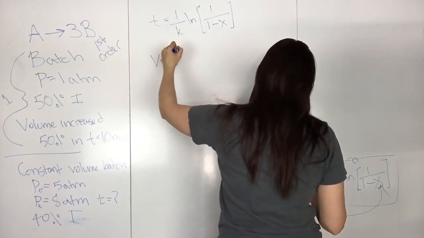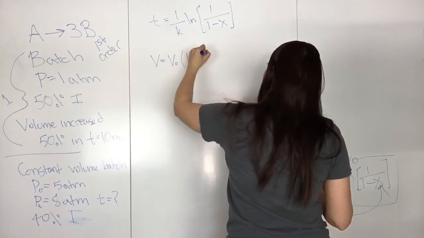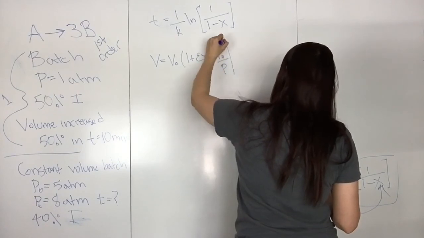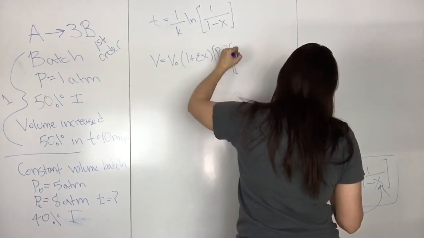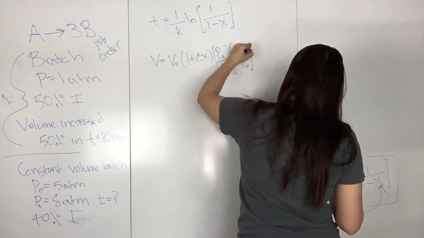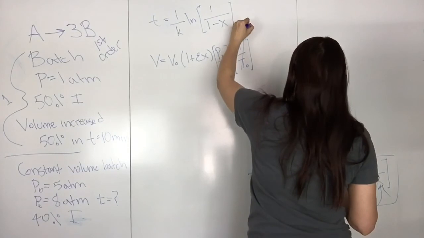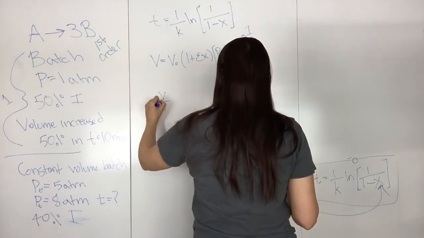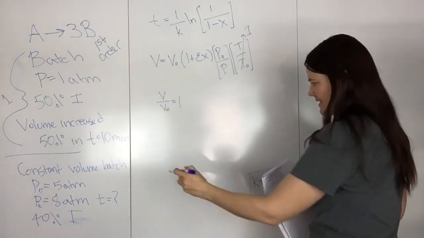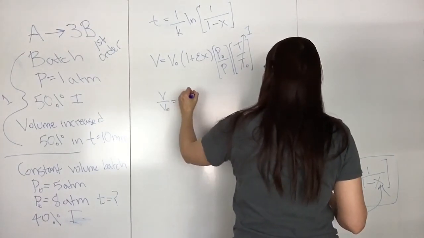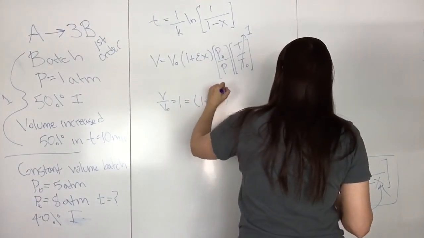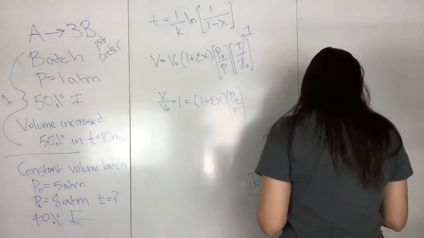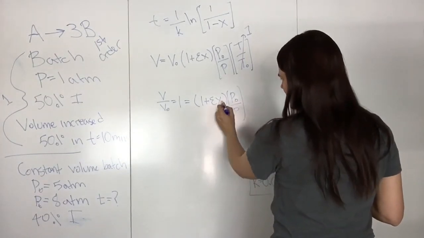the V equals V naught, 1 plus epsilon x, P naught over P, T over T naught. And we already assumed it was isothermal, so that's 1. So this time, we know that V over V naught is equal to 1 because it tells us it's constant volume. So we know that 1 equals 1 plus epsilon x P naught over P. And what we want to do is solve this for x.